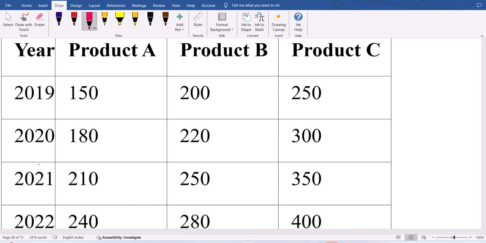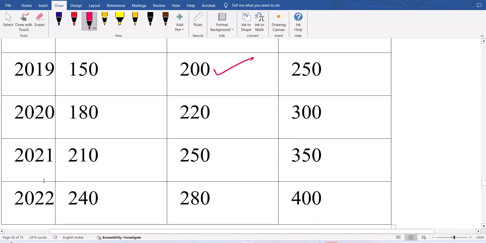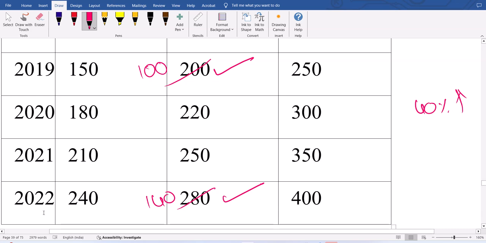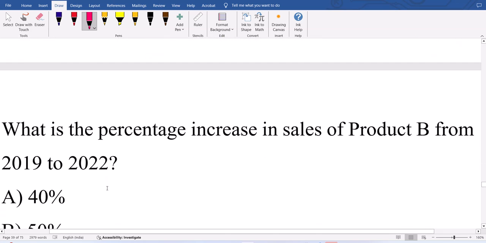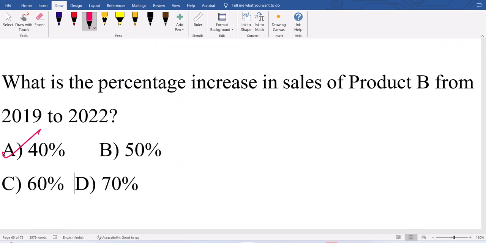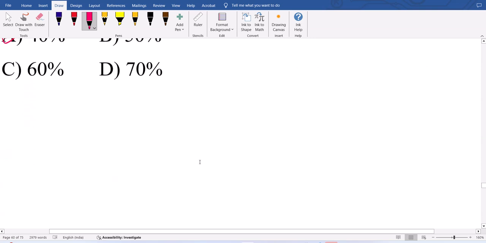What is B here? 200. Now 280. If this is 100, this will be 140. 100 becoming 140 means a 40% increase. Complete. What is the percentage increase in sales they are asking? Option 40%. Right, in data interpretation we have to work on the data. So that's the table. Table completed.